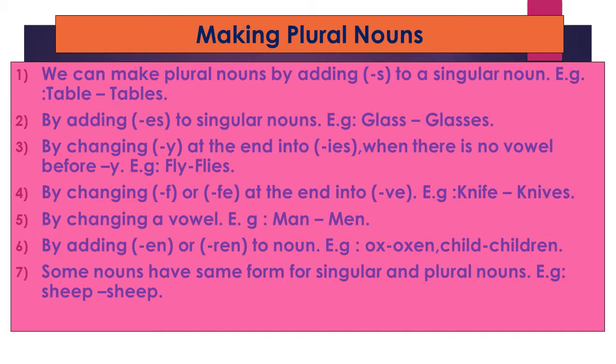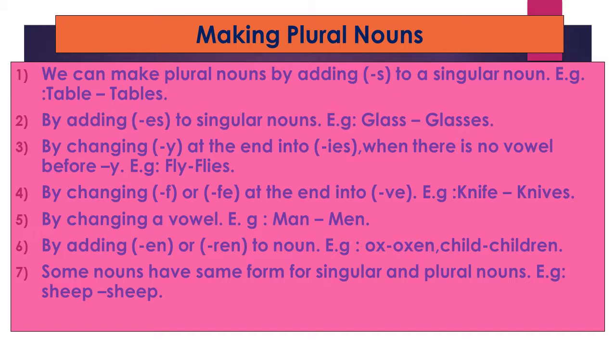The next rule, by adding EN or REN to a noun. Example, ox. Ox means only one ox. If I have to say more than one ox, 2 or 3 or more, I have to add EN to the word ox. So when EN is added, that has become plural. Child, C-H-I-L-D. Child is one. And if I add REN to the word child, that becomes children. Children means more than one child. Next rule.